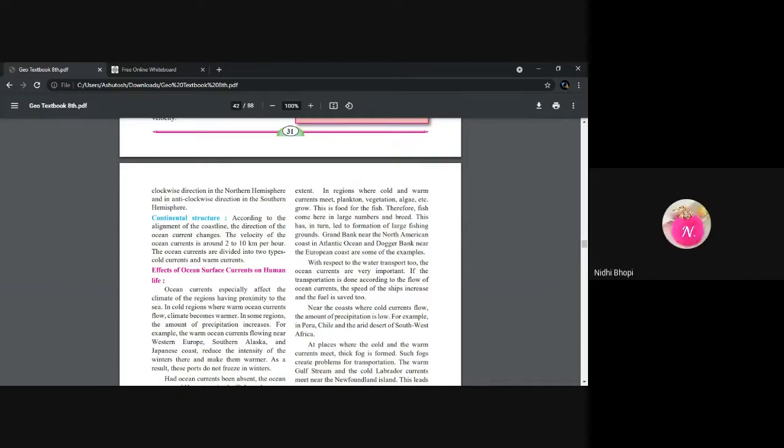Next, Nidhi. With respect to water transport, ocean currents are very important. If the transportation is done according to the flow of ocean currents, the speed of the ship increases and fuel is saved. Yes, Hariom. With respect to water transport, ocean currents are very important. If the transportation is done according to the flow of ocean currents, the speed of the ship increases and fuel is saved too. Very good.